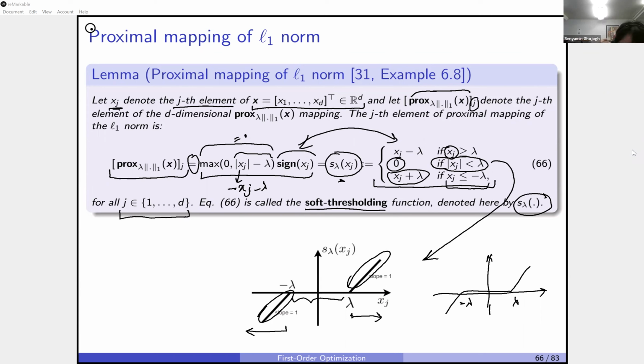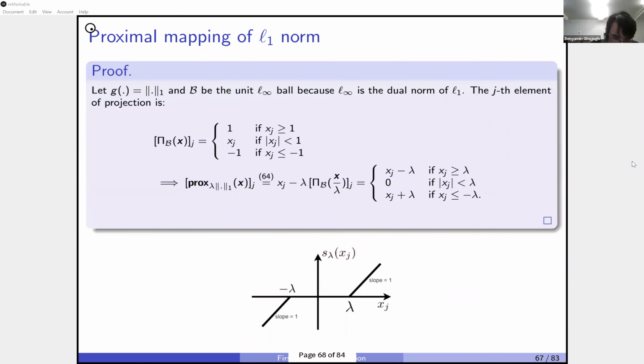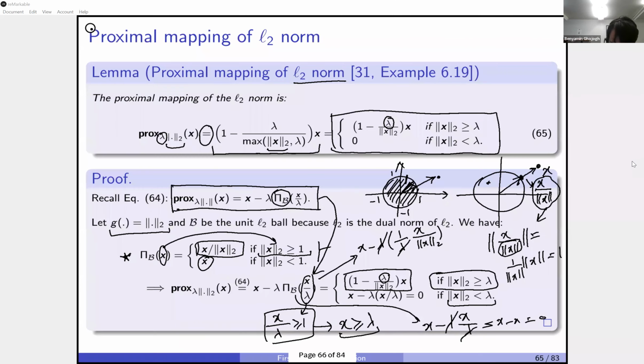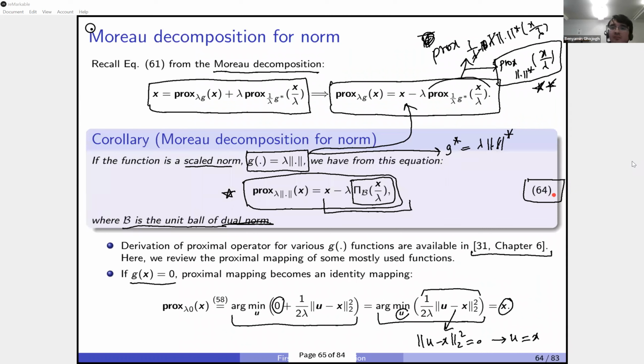Why is the jth element of the proximal mapping of the L1 norm equal to this soft thresholding? Let's see. So assume the function g is the L1 norm. Again, recall the proximal mapping of the norm. What was it? Equation 64. So we need the projection onto the unit ball of its dual norm.